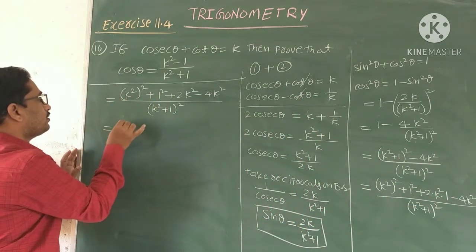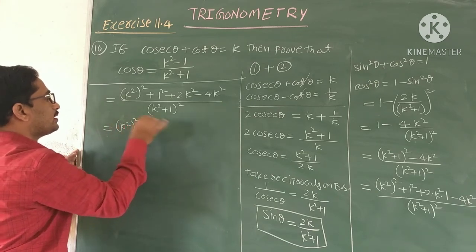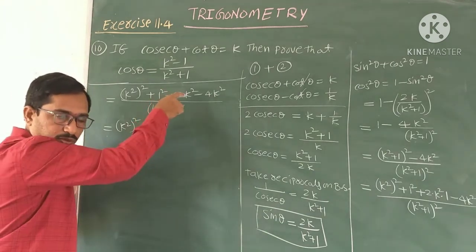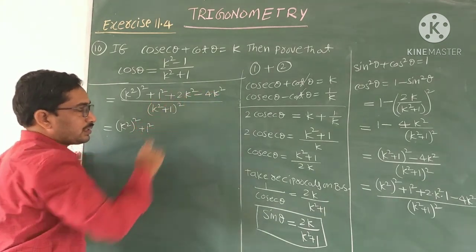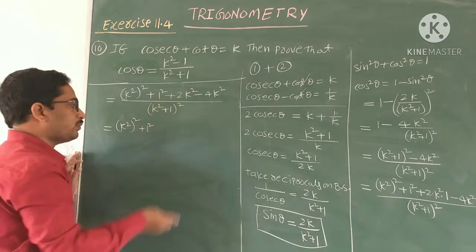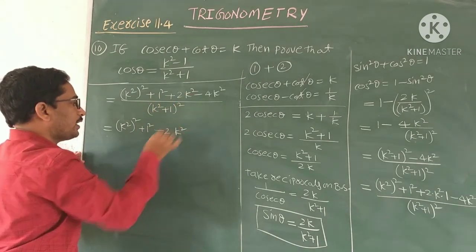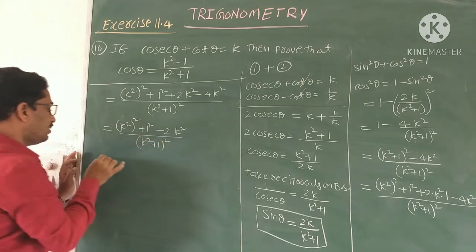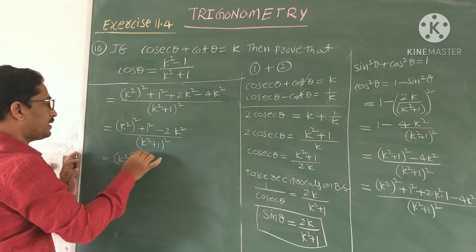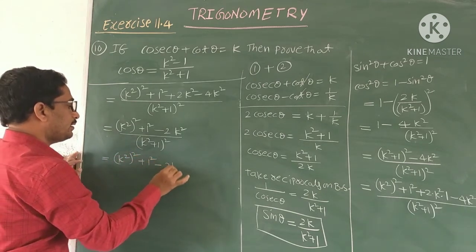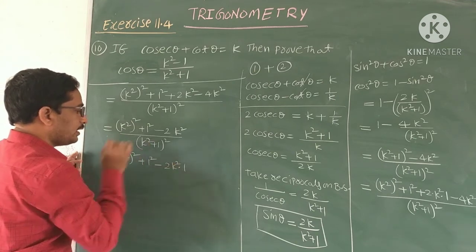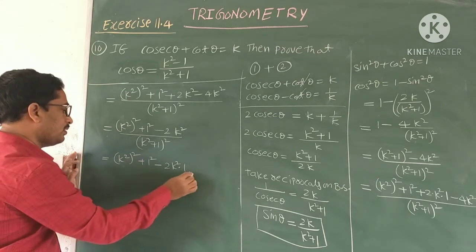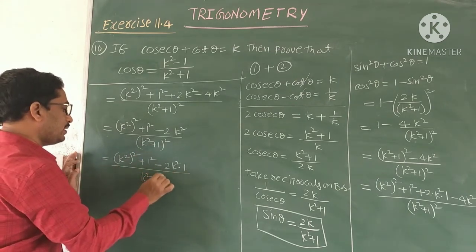So k square whole square as it is, 1 square as it is, 2k square minus 4k square. 2 times minus 4 times means minus 2 times k square, by k square plus 1 whole square. So here same k square whole square as it is, 1 square as it is. Write this as 2 into k square into 1. Nothing changes, again the same denominator k square plus 1 whole square.